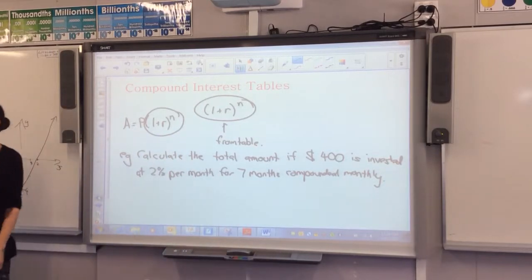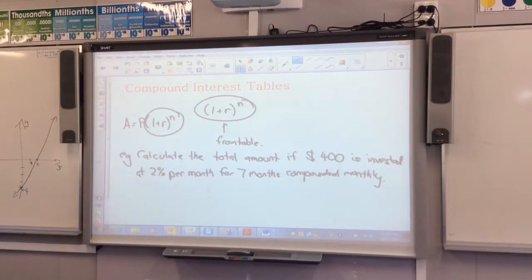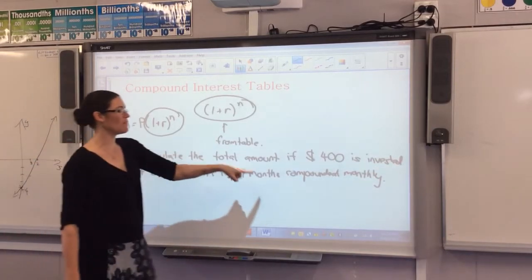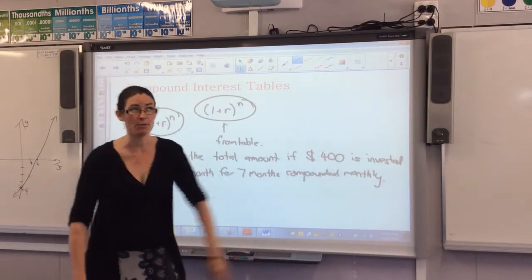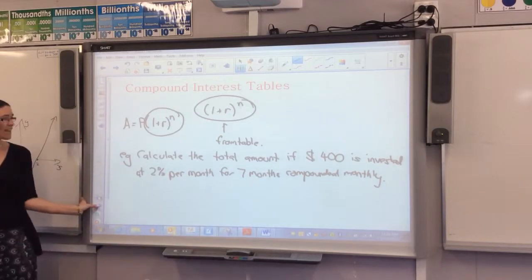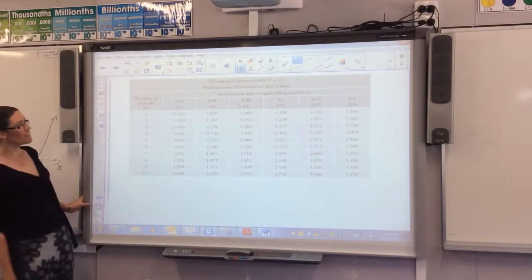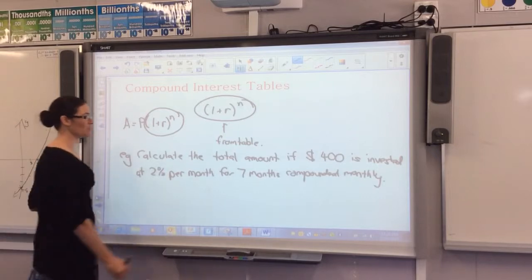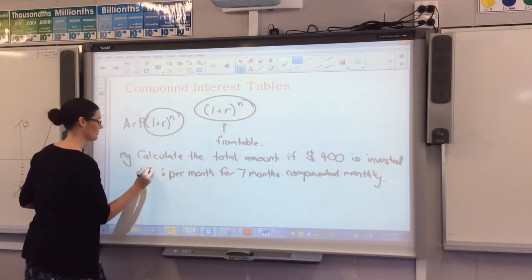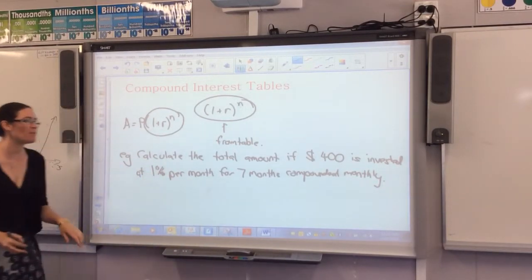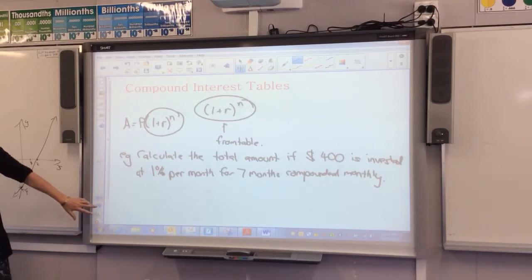Okay, so for this question, everything's in months, which is quite nice. It tells me it's 2% per month, it tells me it's 7 months, and I'm compounding monthly. We like these kind of questions. Looking at my table, let's change that to 1% because 2 is not on the table. Okay, 1% per month for 7 months. That was my stuff up.